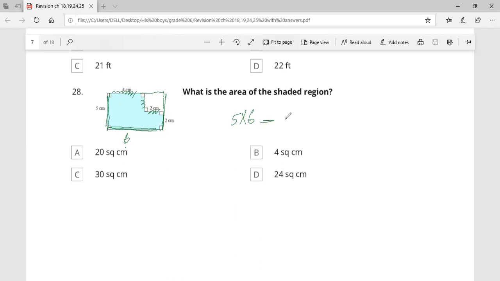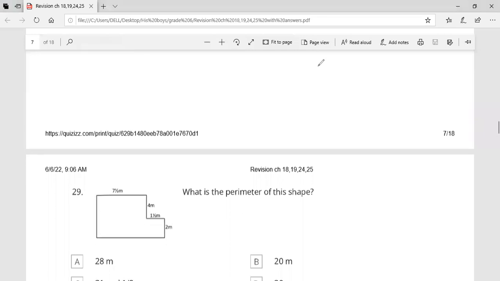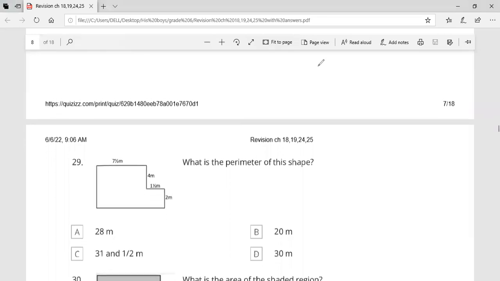5 multiplied by 6 minus 2 multiplied by 3, like this. 30 minus 6, we get the same result, 24 centimeter square. If you want to do another way, both are correct as you want. We have one way for addition, you have to add, and another for subtract.